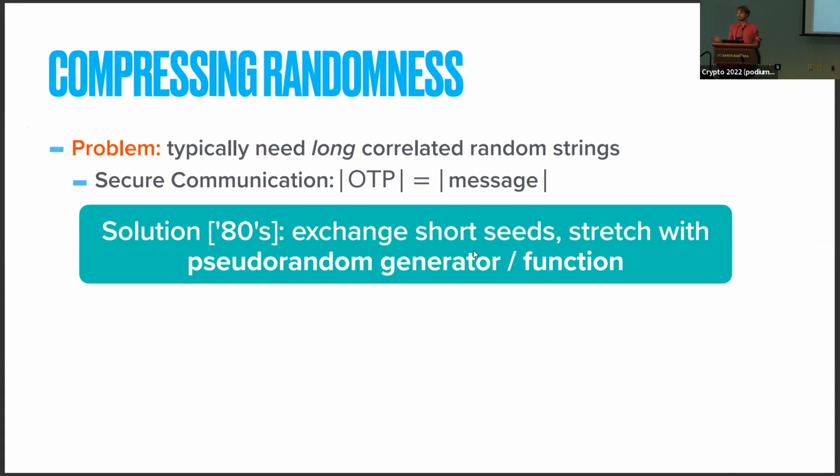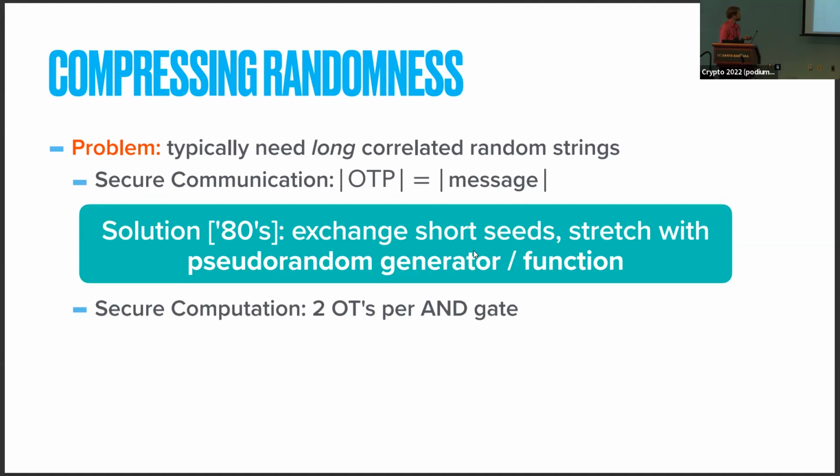Instead of sharing a complete one-time pad, you might share, say, a seed for a pseudorandom generator, or even maybe a key for a pseudorandom function, and then you can just generate the pseudorandomness that you need, which is basically like generating all the correlated one-time pads that Alice and Bob need to communicate.